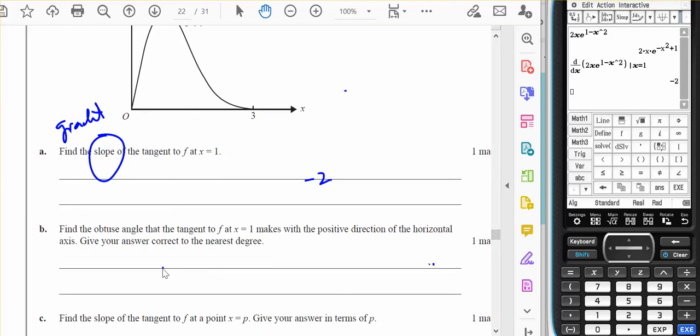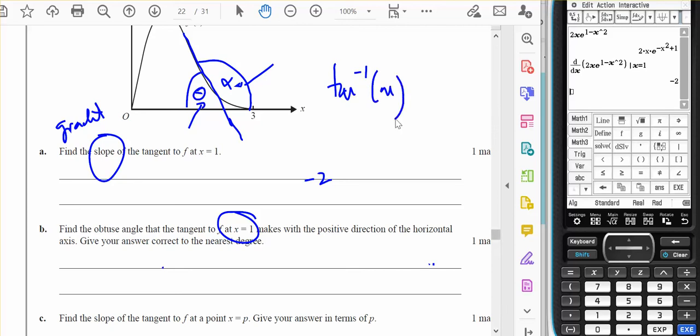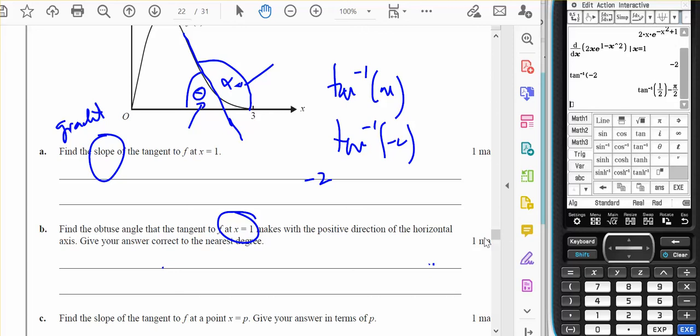Find the obtuse angle that the tangent makes at x equals 1 with the positive direction horizontal x-axis. Okay, so I know that this looks like this. I'm looking for the obtuse angle, so I'm looking for that angle there. This is the acute, this is the obtuse, it's the obtuse that I want. So I know that the inverse tan of the gradient, so the inverse tan of negative 2, trig inverse tan of negative 2, I'm wanting to the nearest degree.